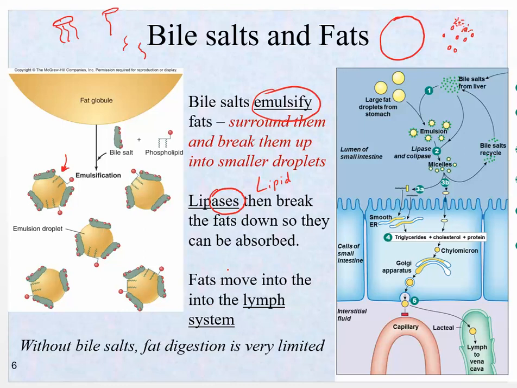So then those fats are absorbed. The blobs and droplets can't be absorbed, but these monoglycerides and fatty acids can be absorbed. Okay. And then they move. Really, they mostly move into the lymph system. Okay, they can move directly into the blood, but they primarily move into the lymph system. So fats move into the lymph system. And so without bile salts, fat digestion is very limited.